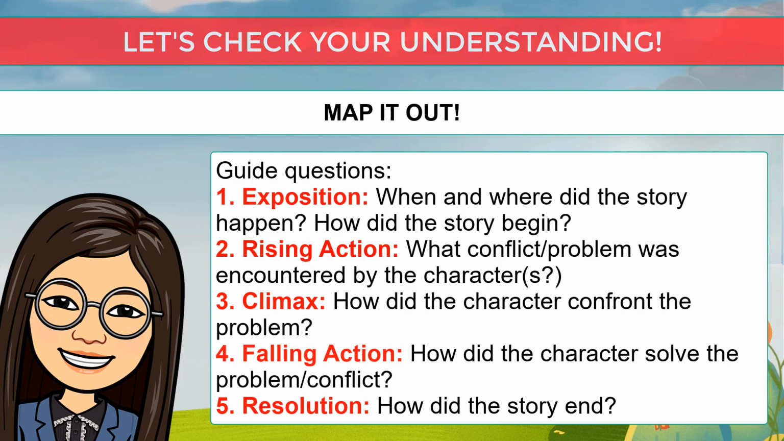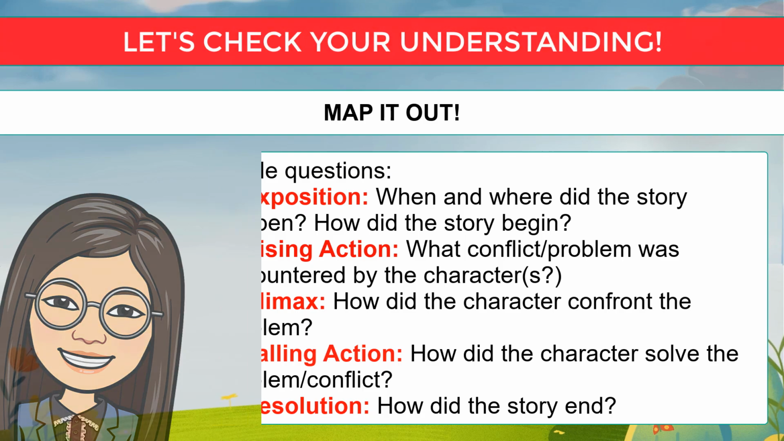Rising action. What conflict or problem was encountered by the characters? Climax. How did the character confront the problem? Falling action. How did the character solve the problem? Resolution. How did the story end?